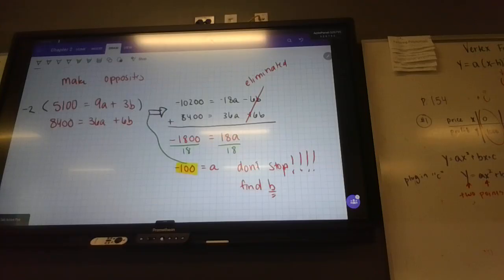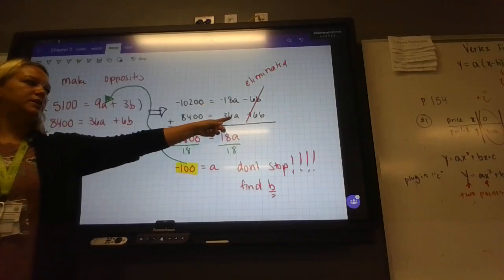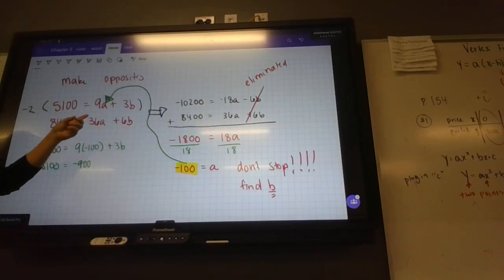Let's put this guy right there. You can plug it in wherever you want. You could put it in here, or here, or here. Usually the smaller one's easier.